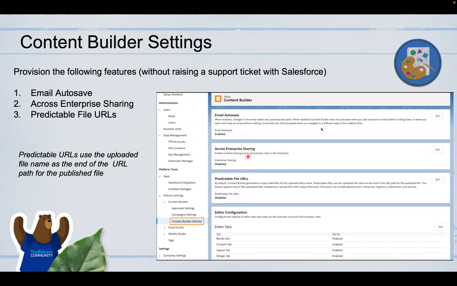And enterprise sharing is disabled. If you want to share your emails or these assets across different business units, you will enable this feature, and then you will be able to share content across business units. Then you have predictable file URLs. Let's say you uploaded an image to Marketing Cloud. The URL for that image is auto-generated. But if you want to use the file name you uploaded as the URL, then you enable this predictable file URLs.